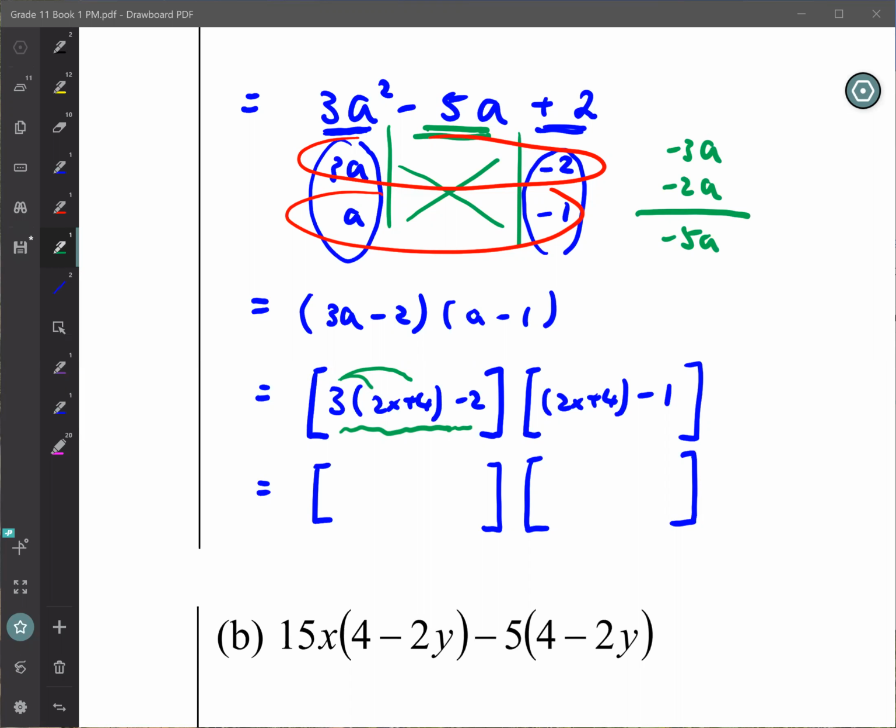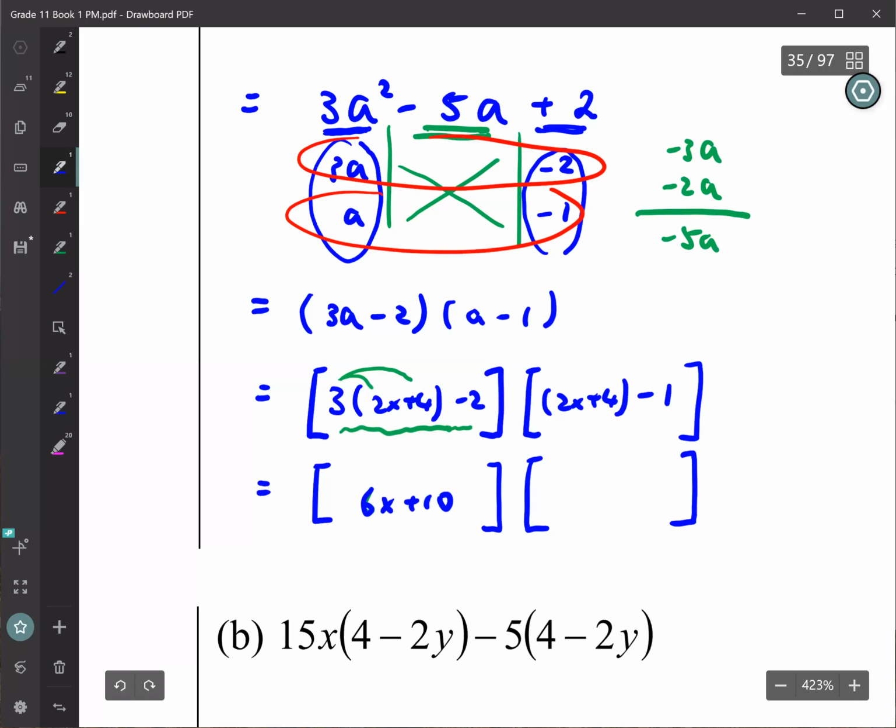Okay, we have 6 people now. Any more? 4, 5, 6, 7, 8, 9, 10. Okay, Selena, what do you have inside the first bracket? 6x plus 10. Okay, hold on. 6x plus 10, okay. And Chris, what's in the second bracket?